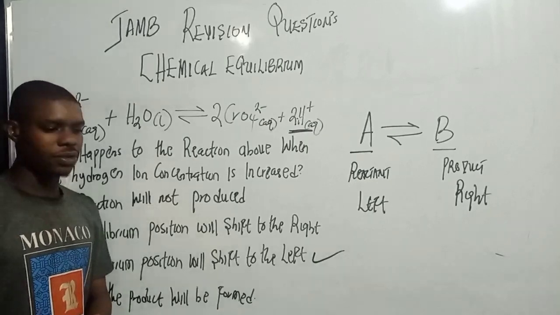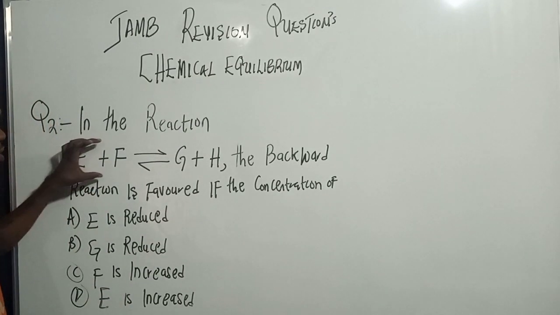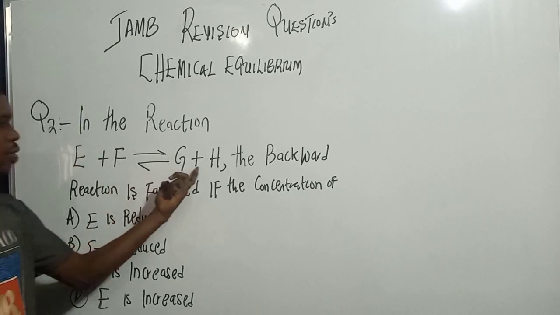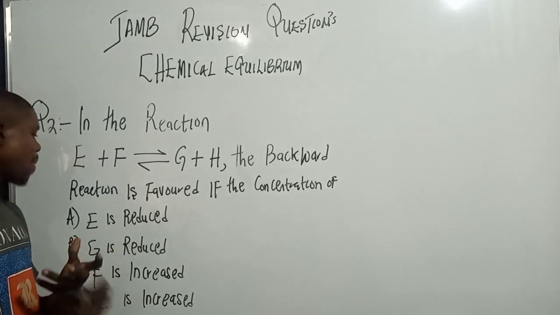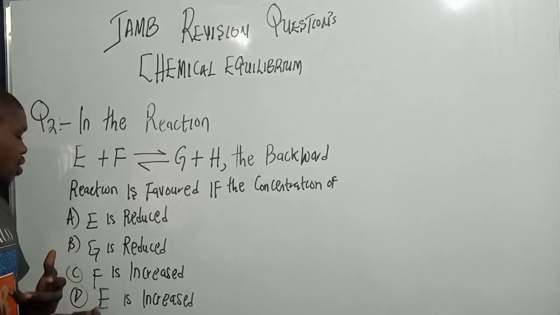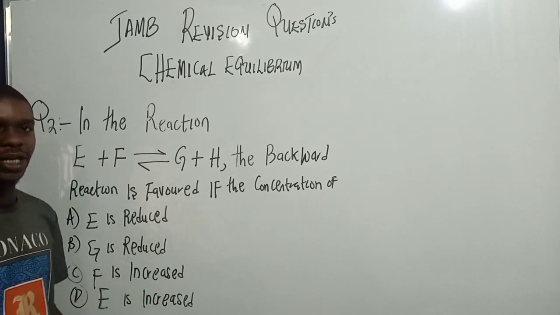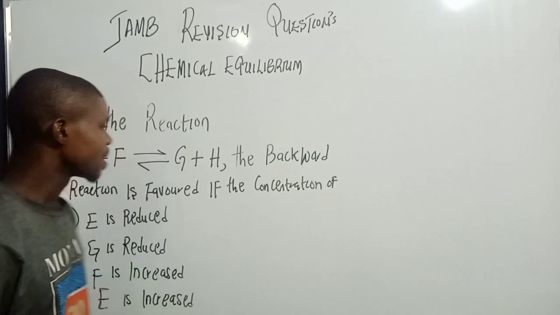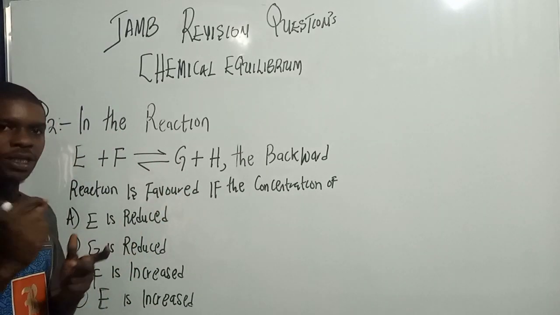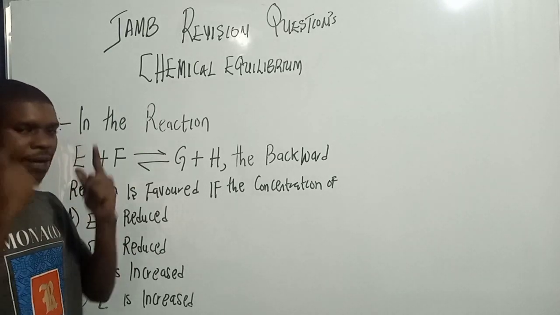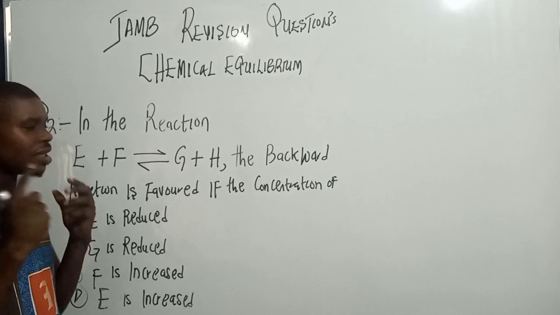Let's look at another question. In the reaction E plus F gives G plus H, a reversible reaction, the backward reaction is favored if the concentration of, now here we have the following options. Let's check the one that is correct. Pay close attention here. Now, what change in this reaction will favor the backward reaction? You need to think here. There are only two ways in which you can favor the backward reaction. Now look at something here.